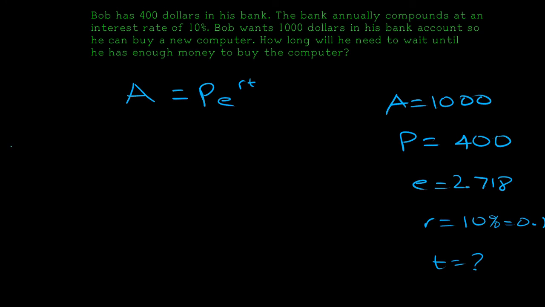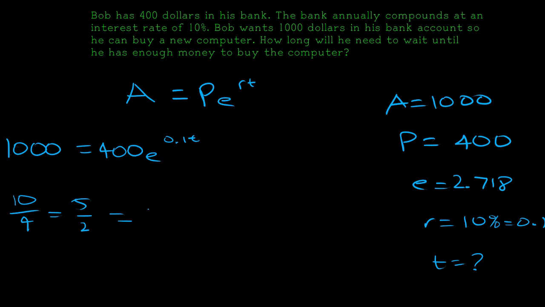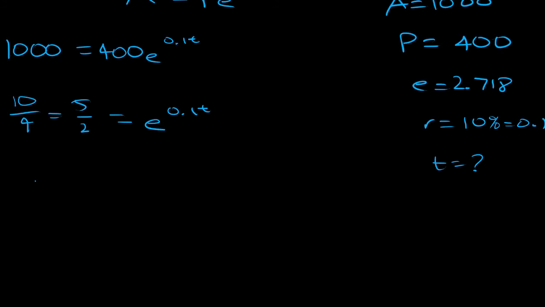So let's just plug all these values in. 1,000 is equal to 400 e to the power 0.1t. Well, we can divide by 400 on both sides. We get 10 over 4, or 5 over 2, is equal to e to the power 0.1t. Now we can just take the natural log on both sides. ln 5 halves is equal to ln e to the power 0.1t.